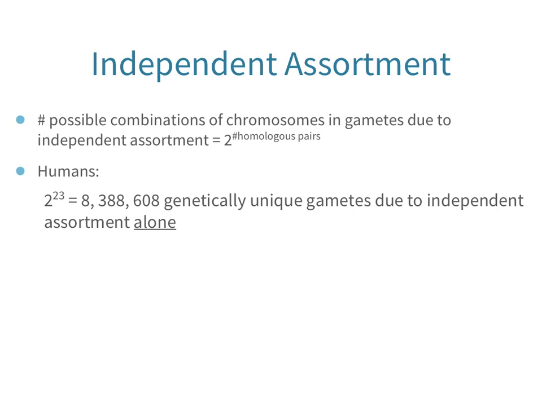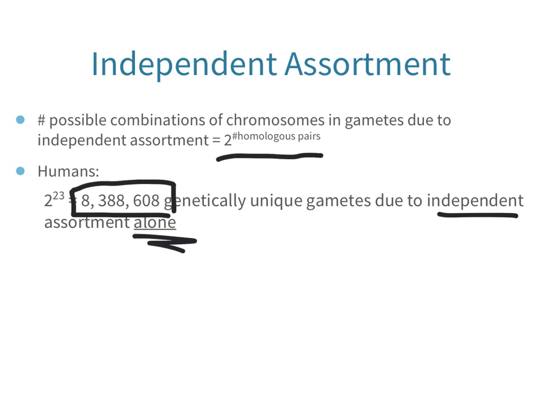So I told you there are a ton of different ways that our chromosomes can line up to give us unique gametes. In fact, there's a formula to calculate this. You can calculate this with the formula 2 to the number of homologous pairs. And because there are 23 homologous pairs in humans, that means using independent assortment alone, we can make 8,388,608 different gametes. And this is only using independent assortment. So that means there is a 1 in 8,388,608 chance that 2 of the sperm cells or 2 of the egg cells that your body produces will be identical.